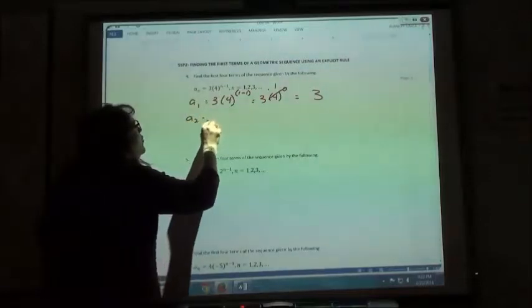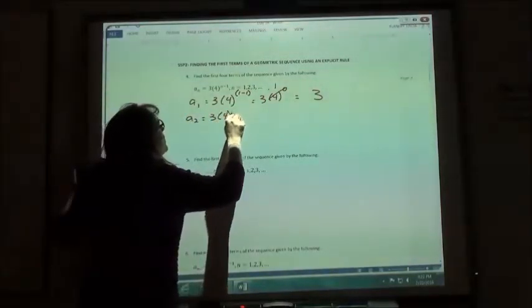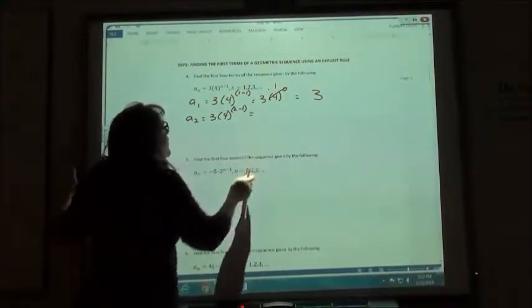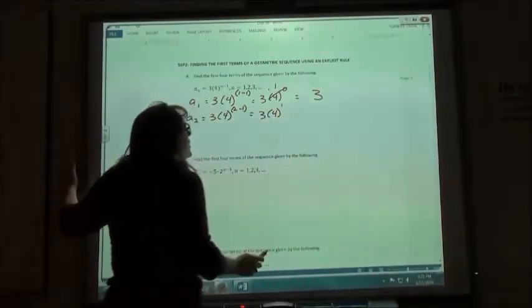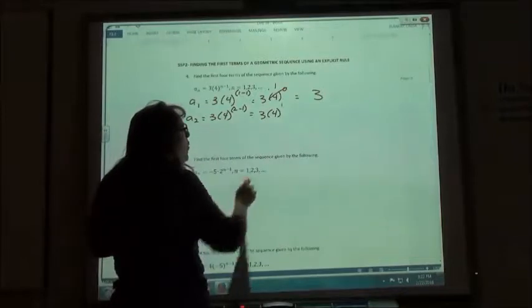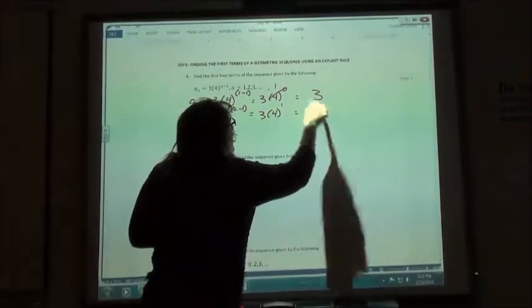A sub 2 would be 3 times 4 to the 2 minus 1. Well, 2 minus 1 is 1, so I'd have 3 times 4 to the first. 4 to the first is 4. 3 times 4 is going to give me 12.